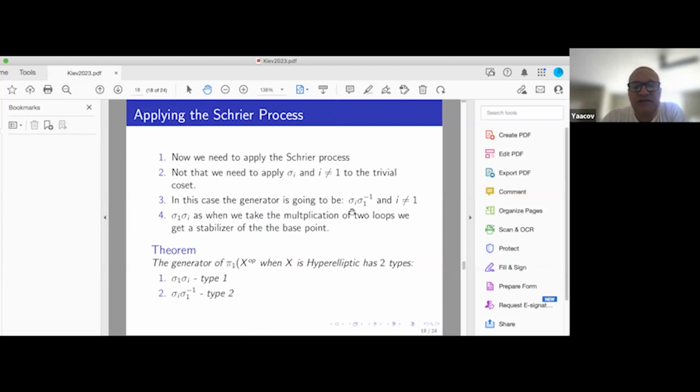In this case, the generator is going to be sigma I sigma 1 inverse, because sigma I will move to the same coset, so I will apply sigma 1 inverse to get back to the stabilizer. And the second one is that I apply sigma I on sigma 1, and sigma 1 sigma I is inside the stabilizer, so I'm not doing anything. So we conclude that the generators of pi 1 of x open, when x is hyperelliptic, have two types. Sigma 1 sigma I is type 1, and sigma I sigma 1 inverse is type 2. Here I'm not applying any relations. This is basically pure combinatorial group theory, the Schreier process, nothing else.